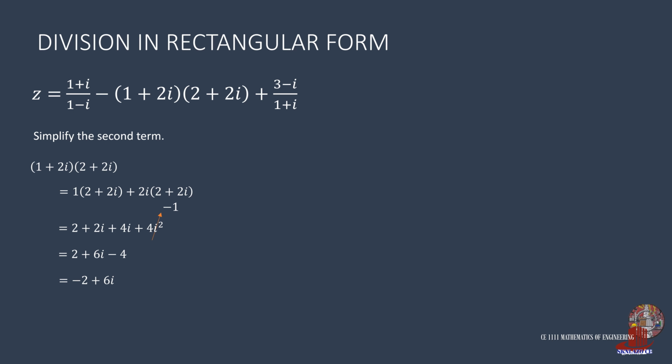With the second term already simplified, z then becomes 1 plus i over 1 minus i minus the quantity of negative 2 plus 6i plus 3 minus i over 1 plus i.